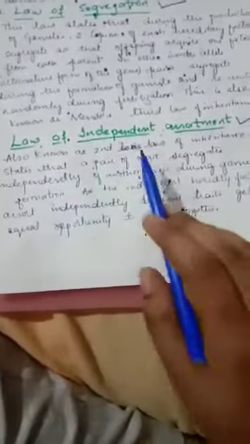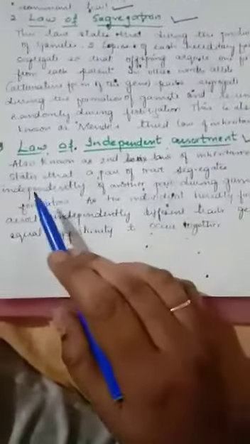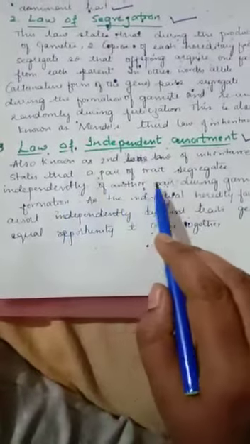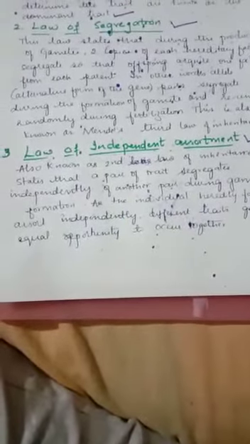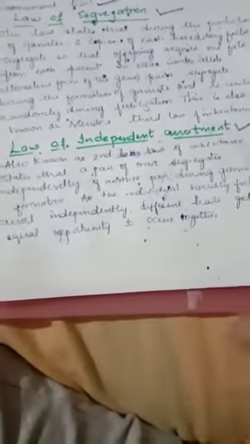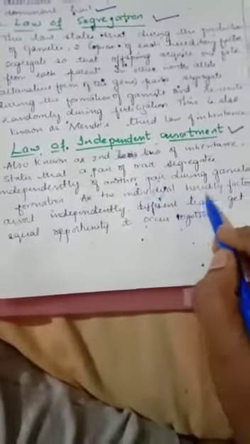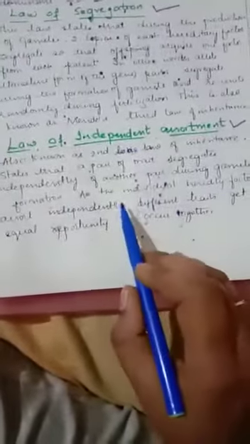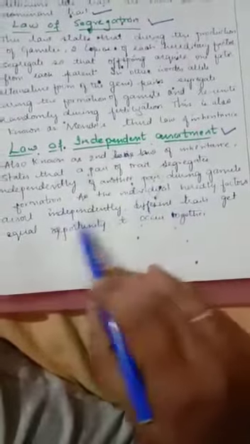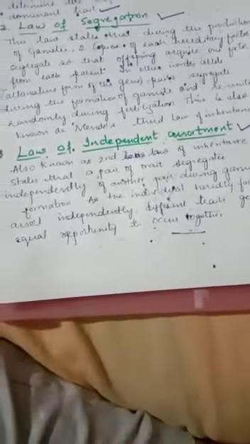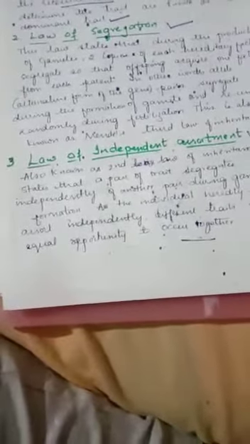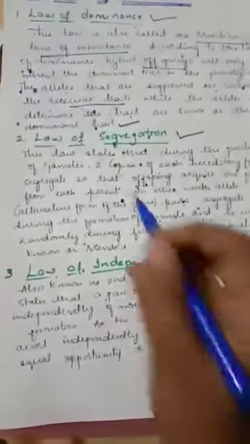Next we shall understand the law of independent assortment. This law is also known as the second law of inheritance. This states that a pair of traits segregate independently. So a pair of characters is going to segregate independently of another pair during gamete formation. Just now we saw this in the dihybrid cross. As the individual heredity factors assort independently, different traits get equal opportunity to occur together. When we put the Punnett square, we saw how they get combined together, right? So this is the second law of inheritance.